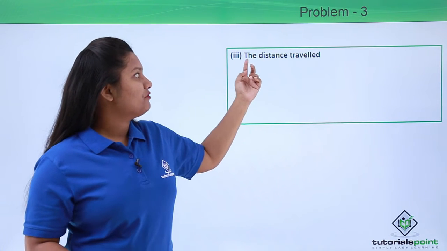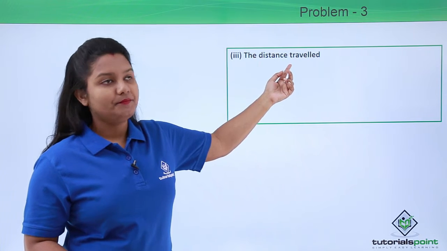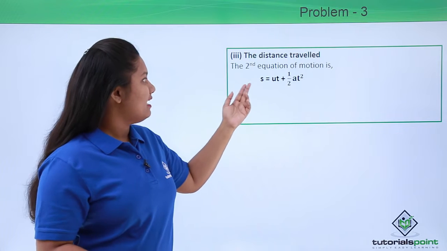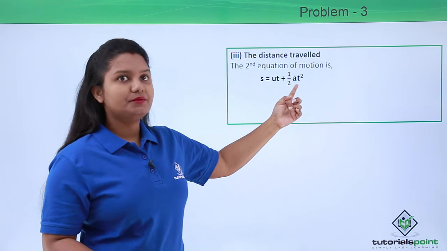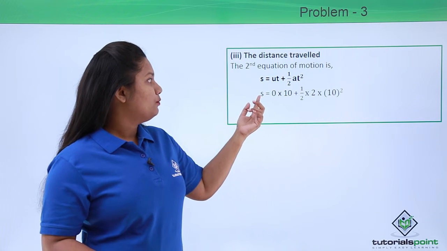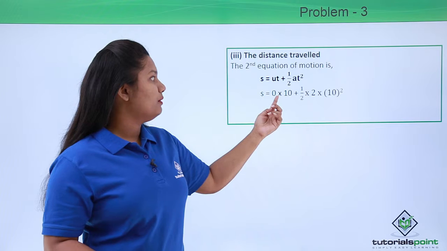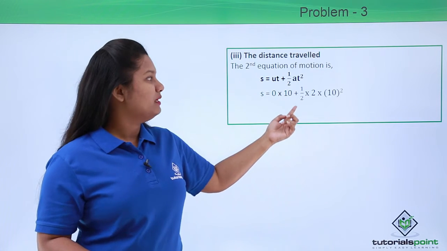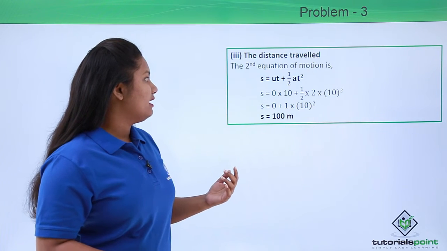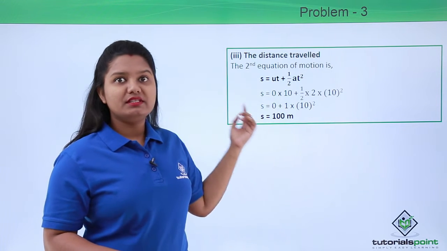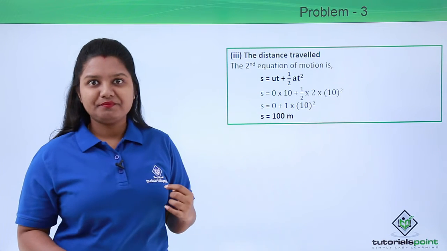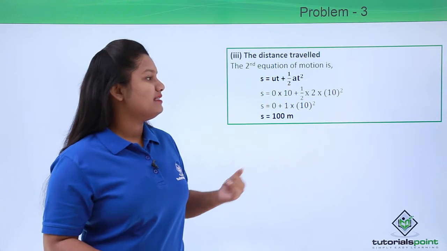Now the third thing that we need to find out is the distance traveled by the body. So here we will be using the second equation of motion, which is s equals ut plus half at squared. So let us put all the values here. So on putting all the values, we have s equals 0 multiplied by 10 plus half multiplied by 2 multiplied by 10 squared. So on evaluating this, we get 100 meters. So the displacement of the body has been found to be 100 meters at the end of 10 seconds.